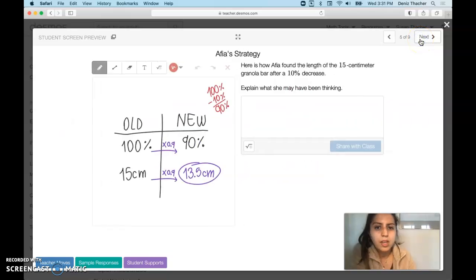Now, Afia's strategy is the strategy that I have been using, that I have been modeling in the previous slides. So go ahead, once the video pauses, go ahead and try to explain what she may have been thinking.